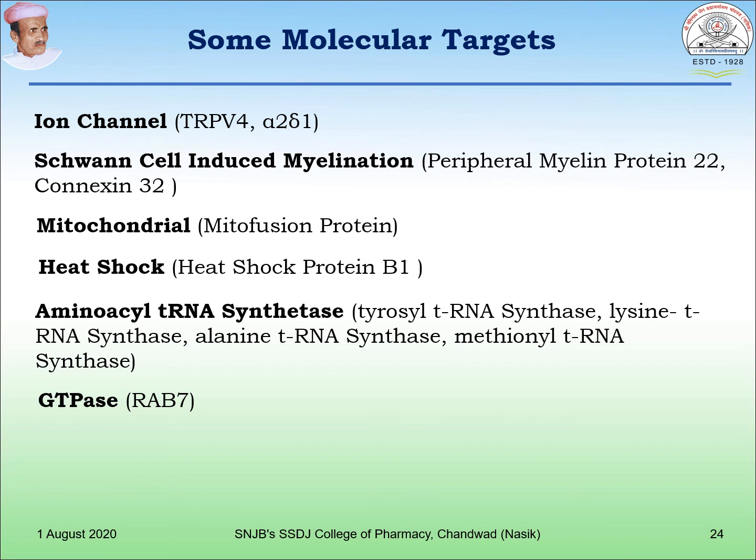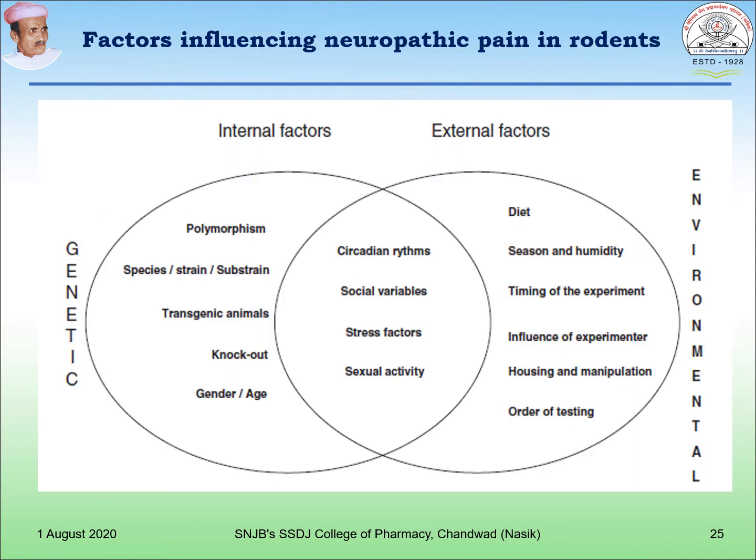But the only important thing is that whatever method is performed, you standardize it first, and you do the same process throughout your project. If today you have performed it, tomorrow you don't give it to your friend to perform, because it will vary. So only one person should perform this whole test. So this is all about peripheral neuropathy, and these are the factors. If you manage all these factors, then it will be possible to do a proper evaluation of neuropathic pain.